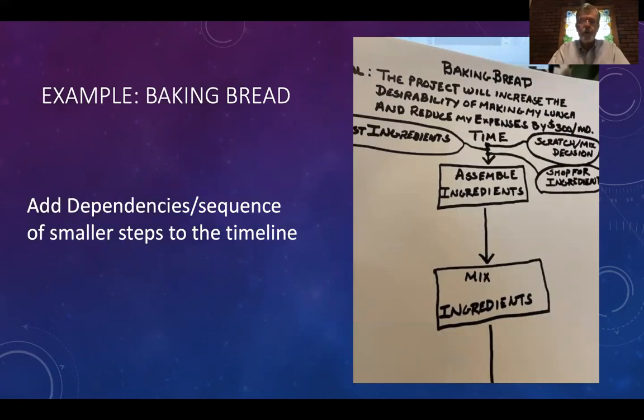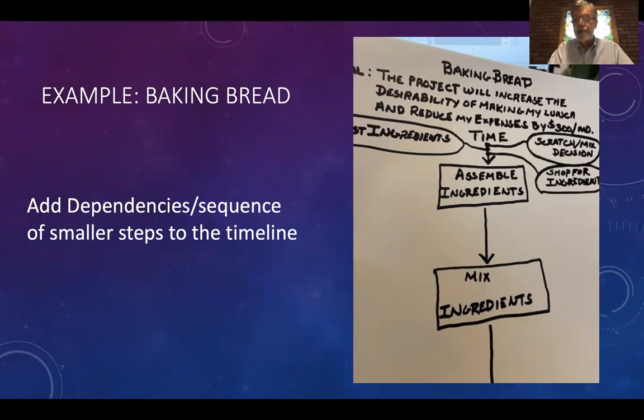Okay, so in sequencing them, we're going to add some dependencies, and the dependencies or the sequence is going to be seen drawn into the timeline. So for this one, the scratch or mix decision needs to be made before I go to the grocery store or I assemble my ingredients, because that has to be determined first. So I drew a line from the scratch or mix decision to the very top of the timeline. That's where I start. And then I'm going to have another one about the ingredients on the left-hand side.